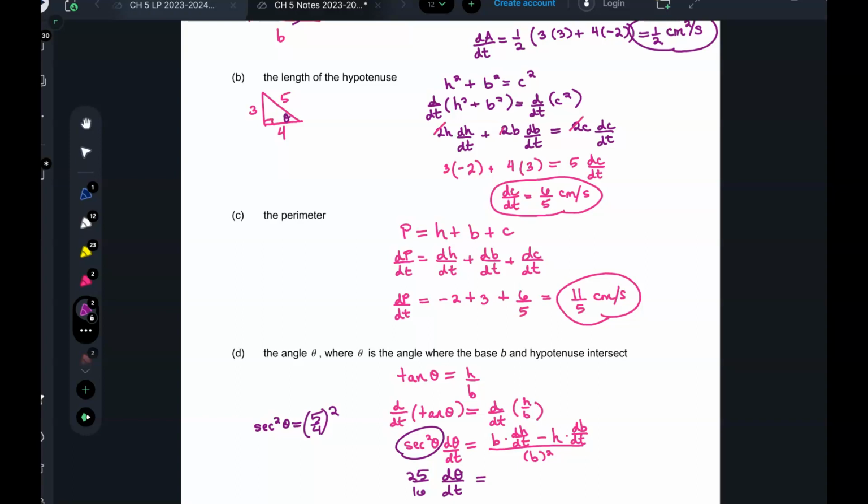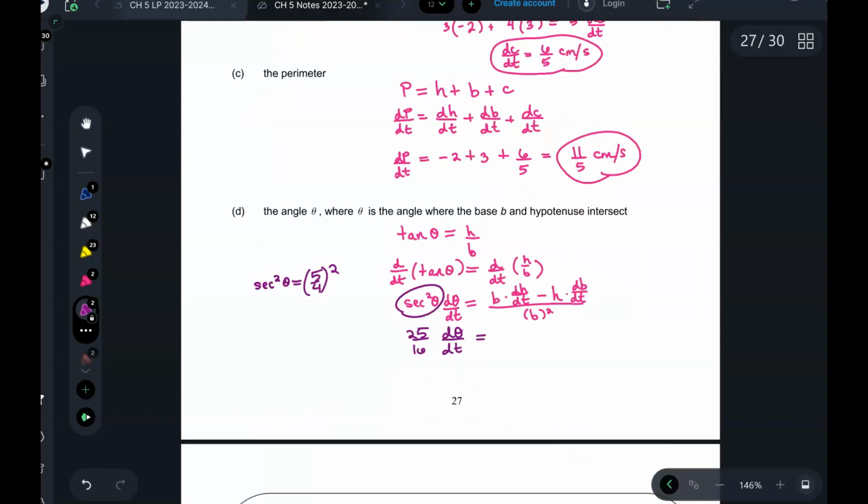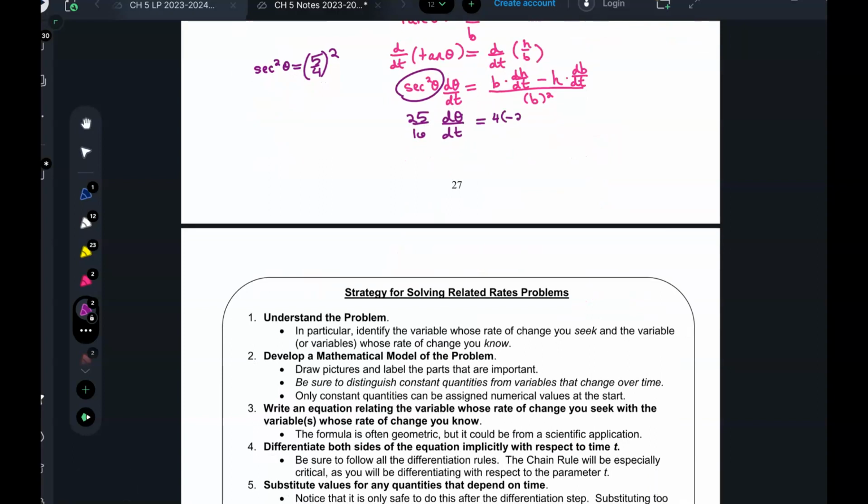And then can we just start plugging all the numbers in? So b is 4. dh dt is -2. Minus h is 3 times 3, all over b squared, which was 4 squared, so that's 16. Which actually works out nicely, because we can pretty much cancel out the 16s. So it's -17 over 25. And the units are kind of weird. It's radians per second.